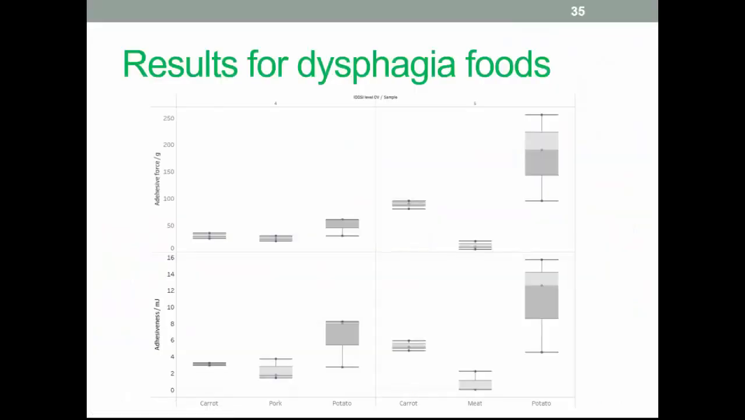Here's some typical results for adhesive force and adhesion for dysphagia foods. Now these are box and whisker plots. If you don't know what they are, you might want to have a look at what a box and whisker plot is. If it isn't very clear, you can click on the image and it'll open up a Tableau Public interactive visualization, which we'll have a look at.